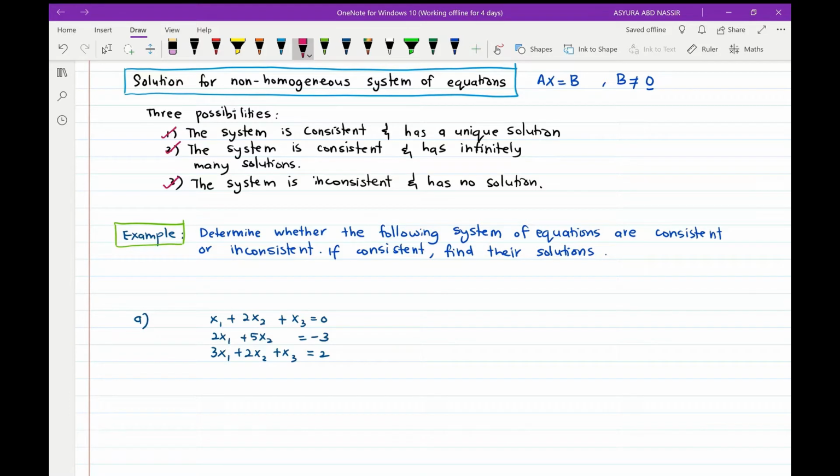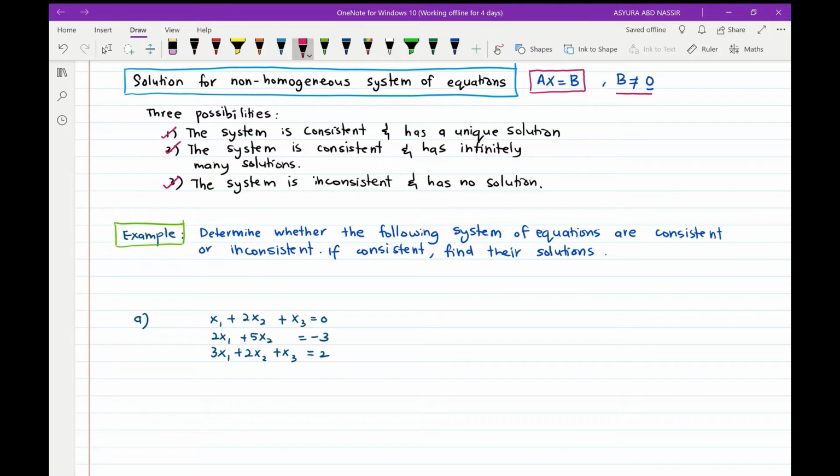Alright, so let's see an example. Remember, the non-homogeneous system means you have it in the form of Ax equals to b, where the matrix B is not a zero matrix. So that is what we call the non-homogeneous system.